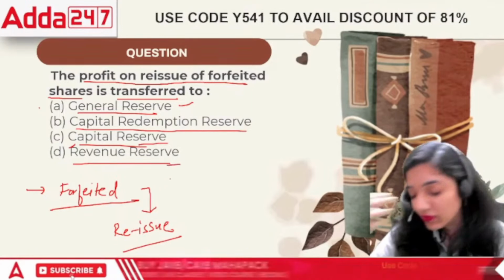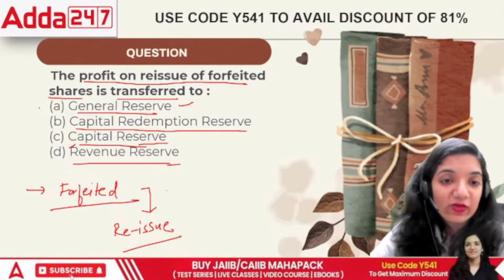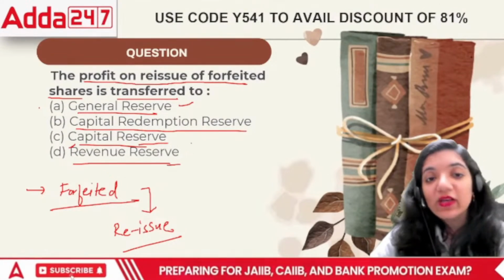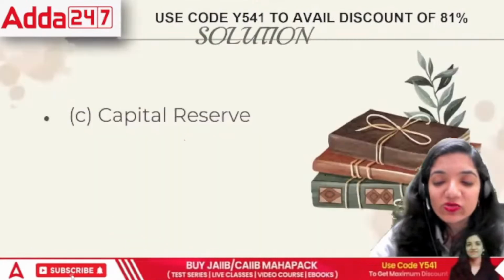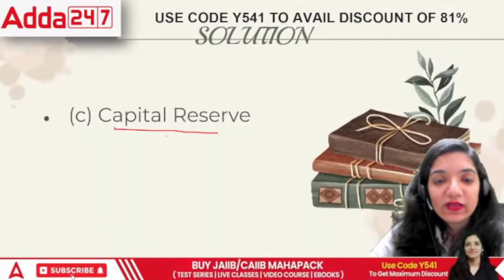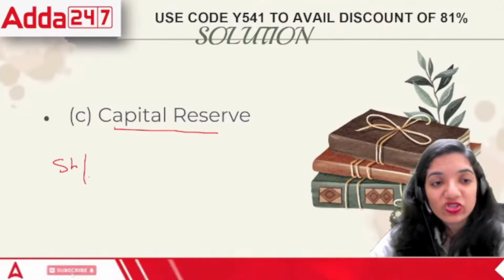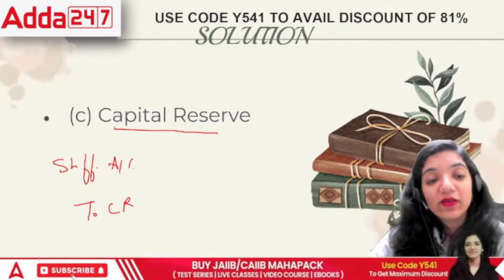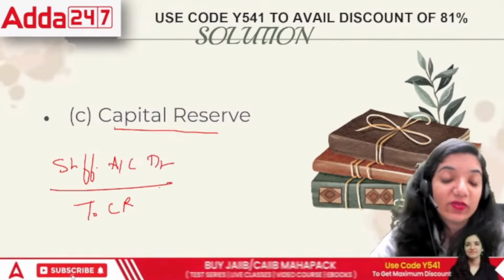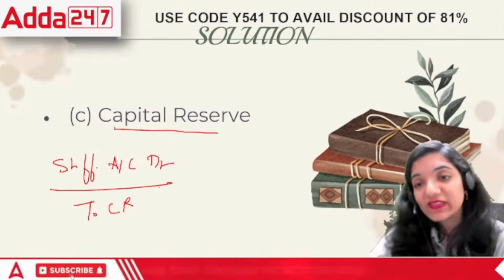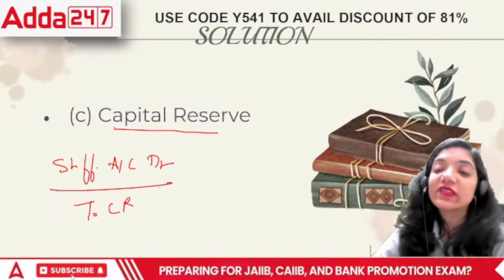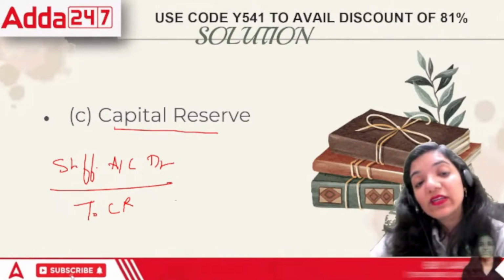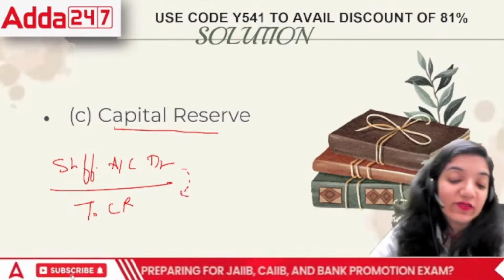In this case, what will happen? The profit on reissue would be taken to the capital reserve. The particular journal entry is share forfeiture to CR, or capital reserve. This is the journal entry for the same, because whatever excess we have got. See, we can give a discount to the next shareholder. But what if we don't give that discount? If we don't give that discount, the entire amount will go to the capital reserve itself.